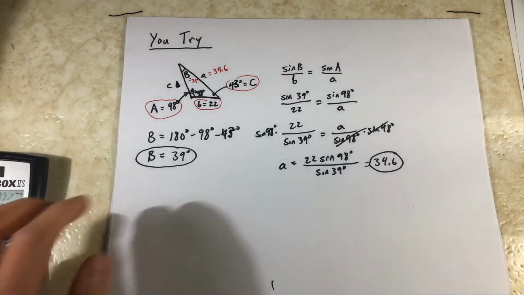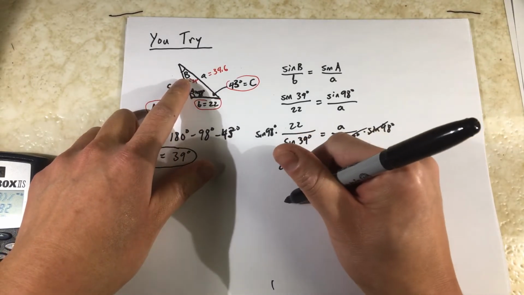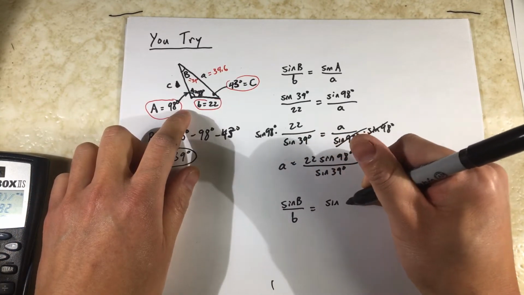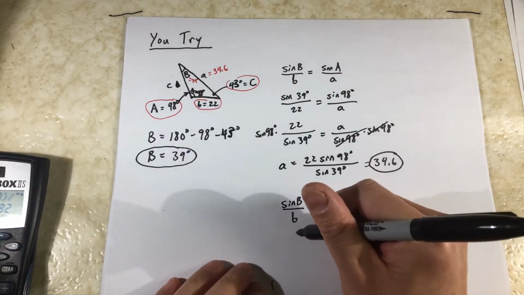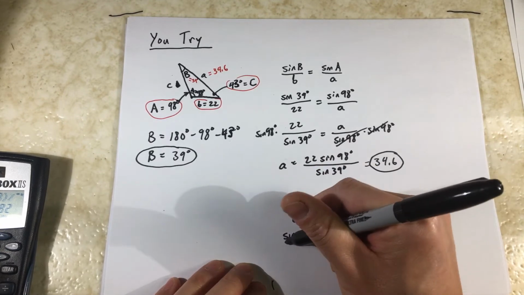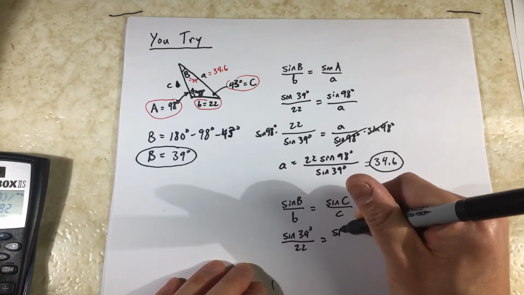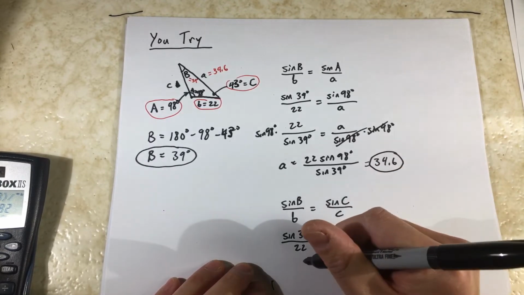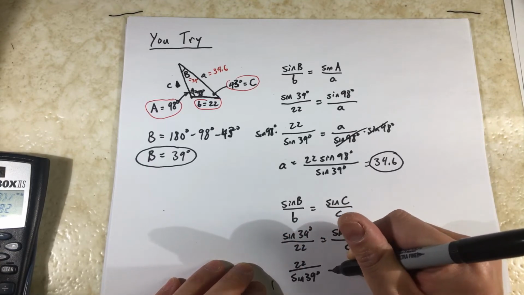All right, so now we need side C. Let's do the same thing. So here we'll just do sine B over B equals sine C over C. And we know sine B: sine of 39 degrees over 22, side B is 22, equals sine 43 degrees divided by C. So we flip both sides. 22 over sine 39 degrees equals C over sine 43 degrees.